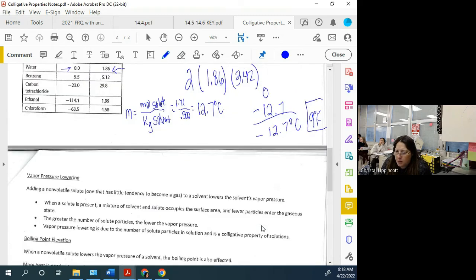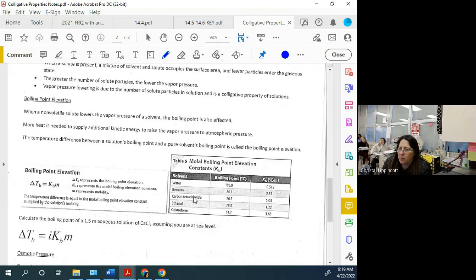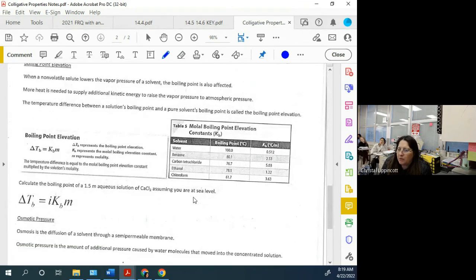All right, let's keep going. Vapor pressure lowering, we talked about that: the solutes get in the way and interfere with the surface area. So you're going to get fewer of them going up into the gas state, and that's going to reduce the vapor pressure. And then boiling point elevation is just the opposite.